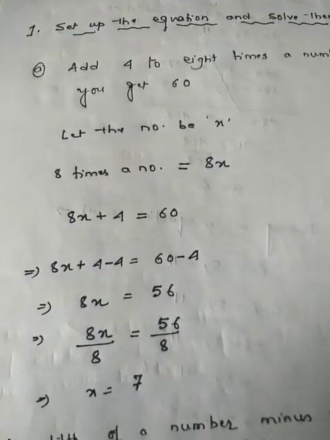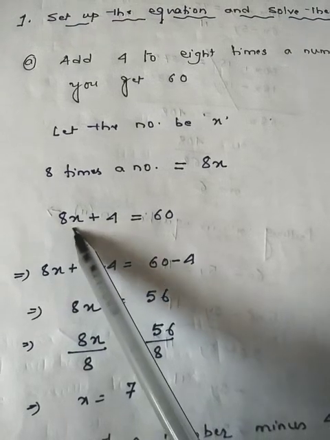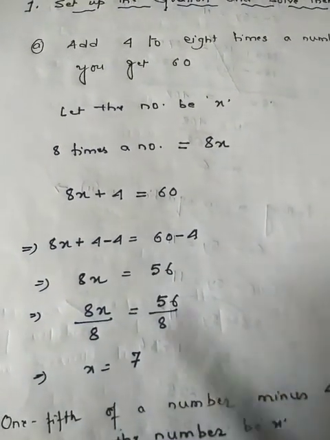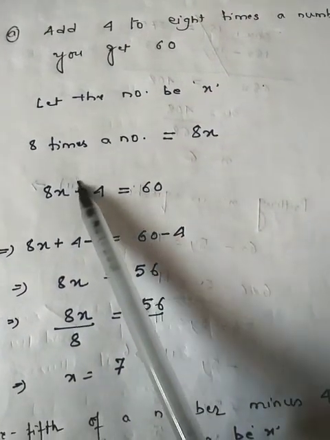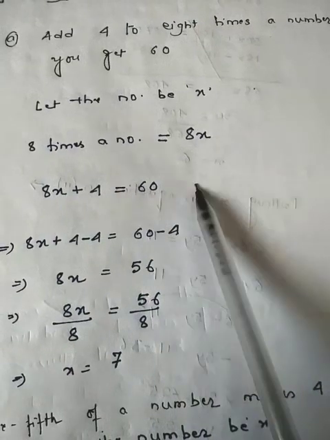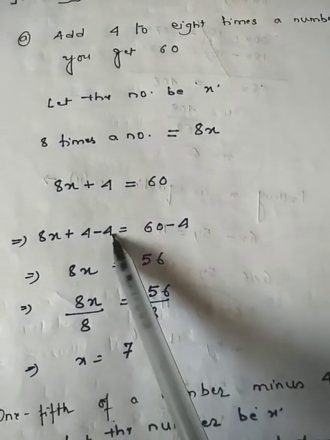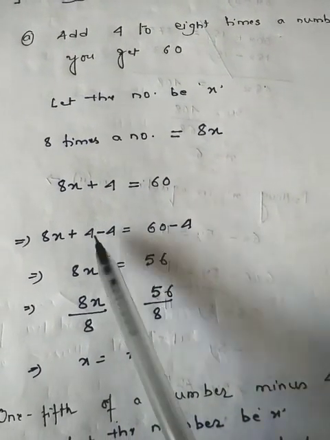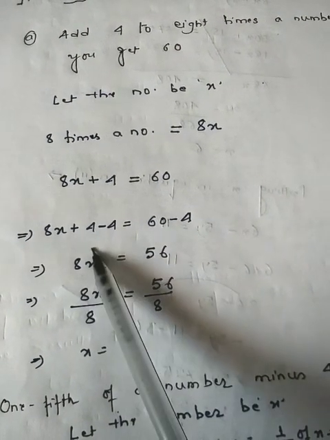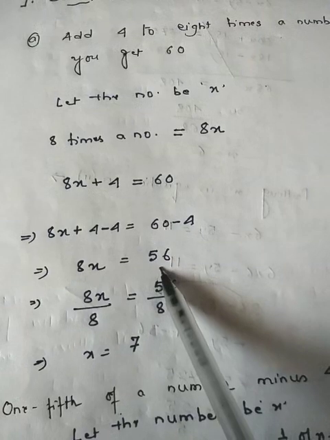Now, what do you have to find out? The value of X. Now, you have to follow the previous methods. First of all, what do you have to remove? Plus 4. For that, what do you have to do? Minus 4 from both sides. So, see, I have done minus 4 on the LHS and also the RHS. So now this 4 will be removed. What will be left? 8X. 60 minus 4 is what?